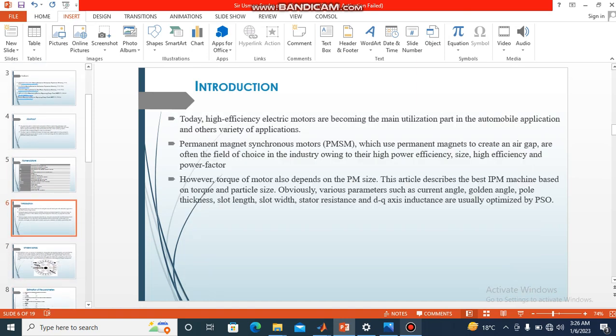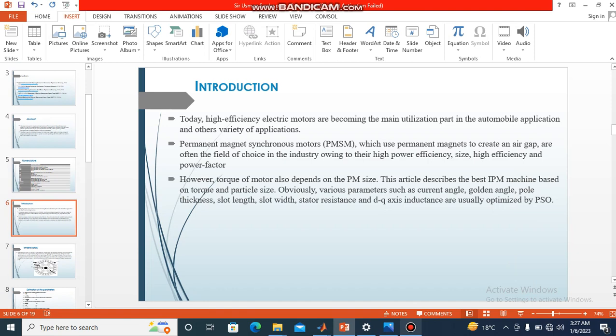Introduction. I introduce my paper and my project, which was simulation based, not practical based. Today, high efficiency electric motors are becoming the main utilization part in automobile applications and a variety of other applications. Permanent magnet synchronous motors, which use permanent magnets to create an air gap flux, are often the choice of the industry owing to their high power efficiency, size, and power factor. However, the torque of the motor also depends on the PM size. This article describes the best IPM machine based on torque and particle swarm.